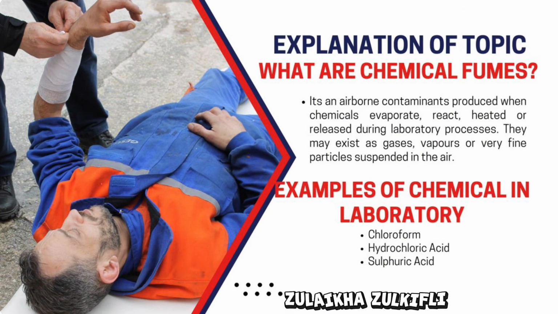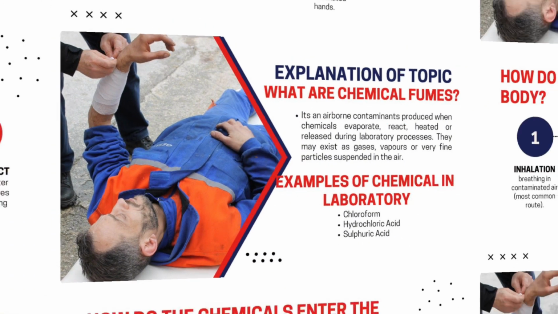Moving on to the explanation of the topic. What are chemical fumes? Chemical fumes are airborne contaminants produced when chemicals evaporate, react, are heated, or are released during laboratory processes. They may exist as gases, vapors, or very fine particles suspended in the air. Examples of chemicals in the laboratory are chloroform, hydrochloric acid, and sulfuric acid.